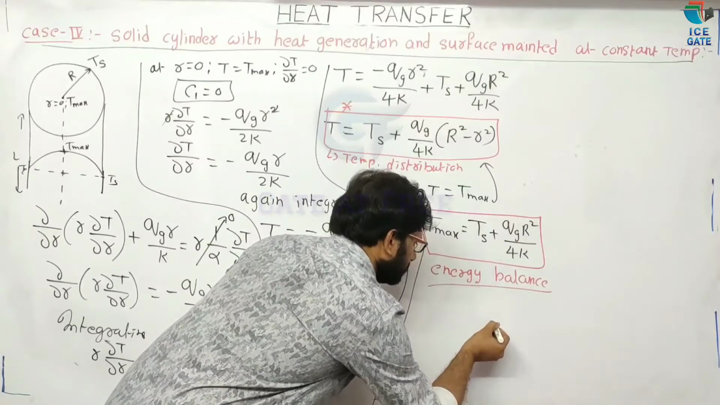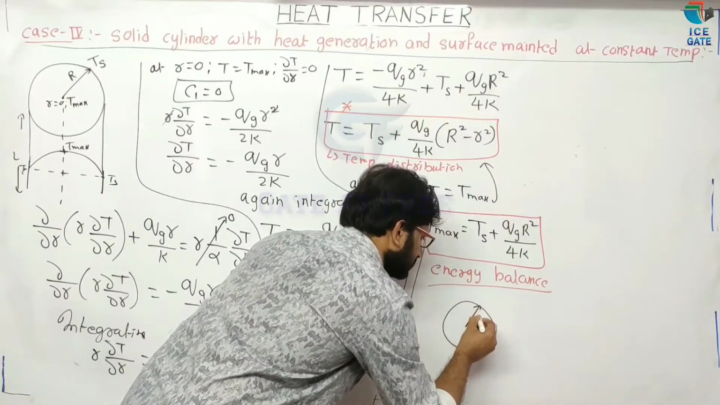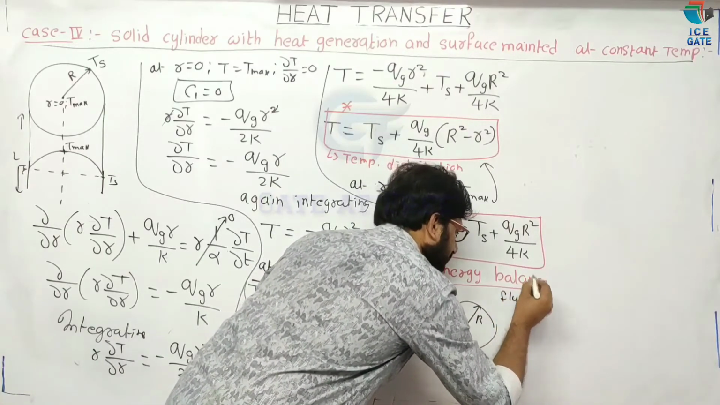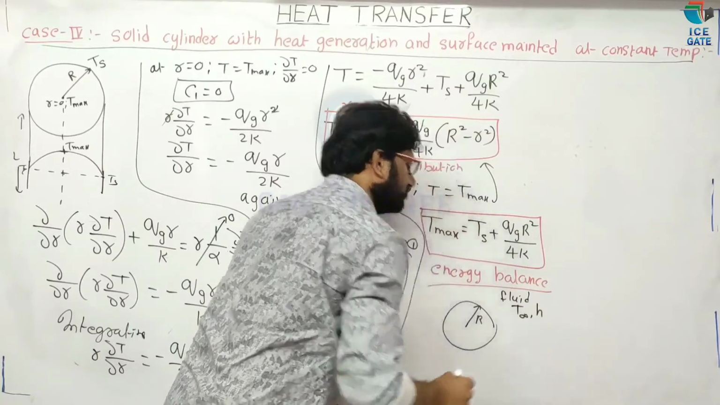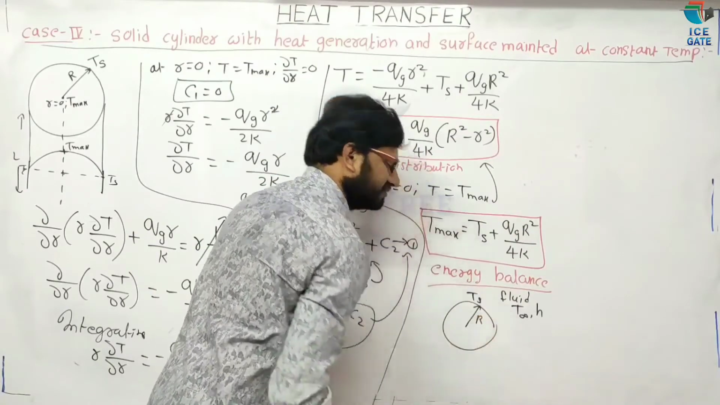Now energy balance. Now this is a cylinder with radius r. Now it is surrounded by a fluid medium having a temperature of T infinity, and convective heat transfer coefficient as H. And the surface temperature of cylinder is Ts.